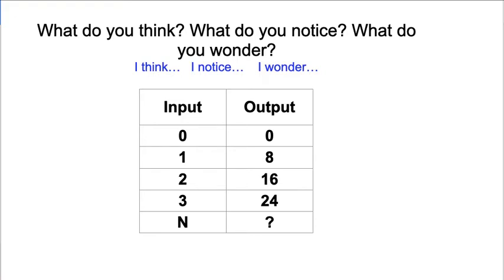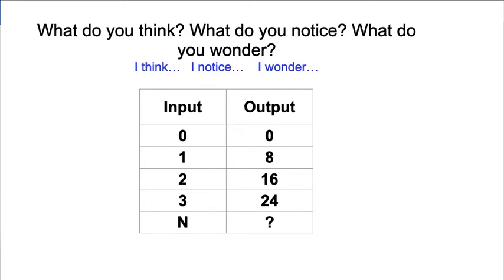So the first thing I want you to do is look at this table. What do you notice? What do you wonder? What do you think? So I notice that it's 0. The output is also 0. I notice that it is increasing by 8. I notice that n has a question mark. So I'm probably trying to figure out what goes there.